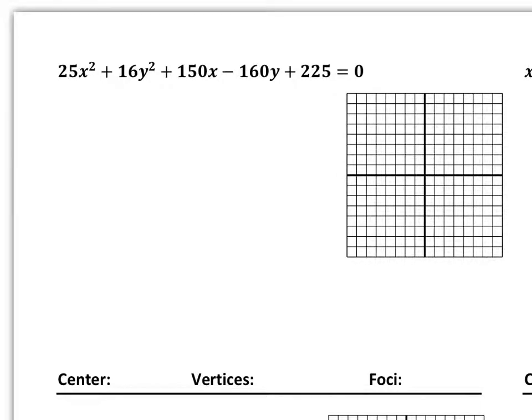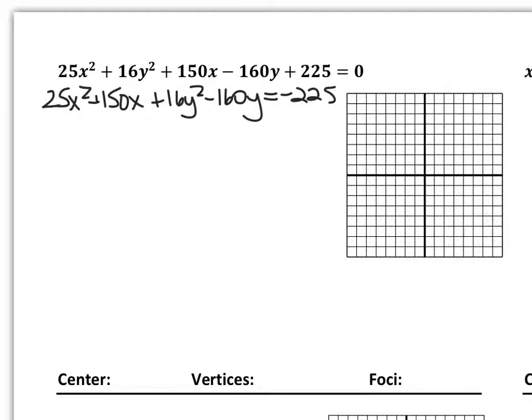Now we're going to learn to complete the square to get to my conic form for an ellipse. So just like with circles, my first step is to get my x's together, y's together, and my constant to the other side. So 25x squared plus 150x plus 16y squared minus 160y equals -225. Now, what's different from last time is I don't have something that divides into all my terms.